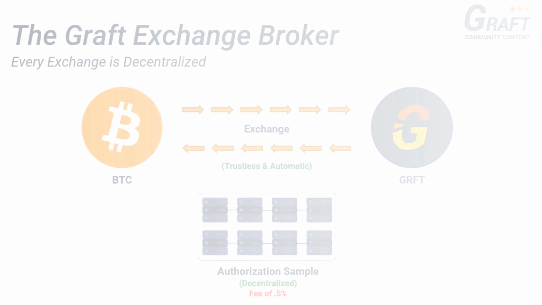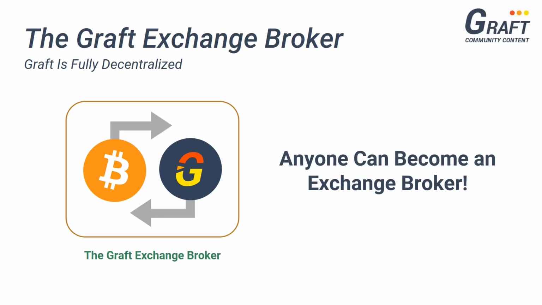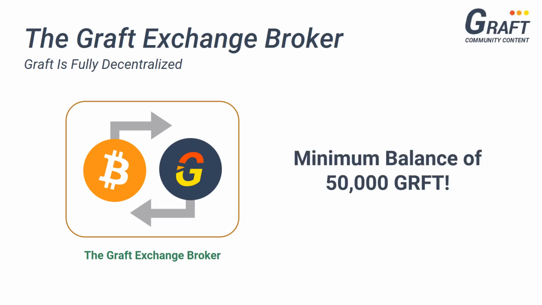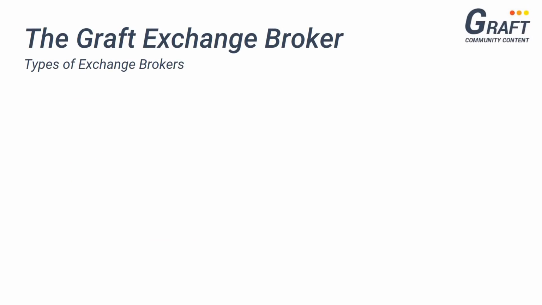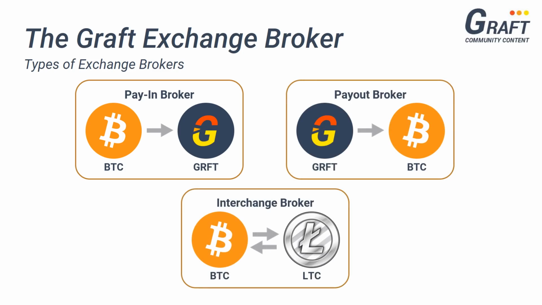Now, in the same way that anyone is able to set up and run a Graft supernode, anyone is able to become a Graft exchange broker. The only requirement is that the exchange broker maintain a minimum balance of 50,000 Graft in order to qualify as a broker. Now, anytime the service of an exchange broker is required, the exchange broker can assume any of the following three roles: a pay-in broker, a payout broker, or an interchange broker.